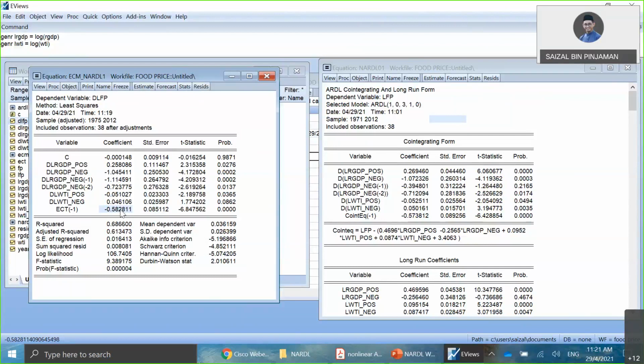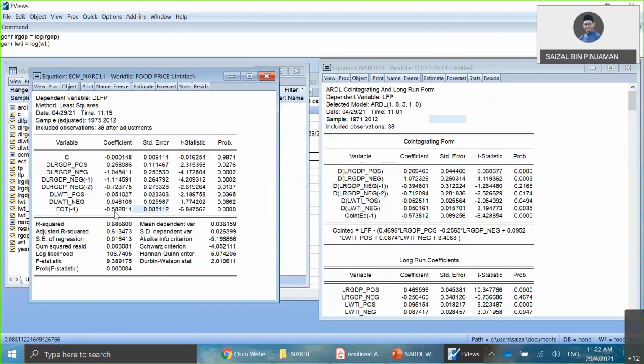And it will take 1 over 0.5828, which is roughly 1.71 periods for the model to move back into the long run equation. So that is what the ECT represents. It shows the speed of adjustment per period of time. In this case, the speed of adjustment is 58.28%.